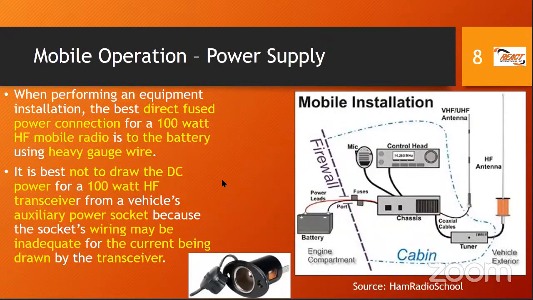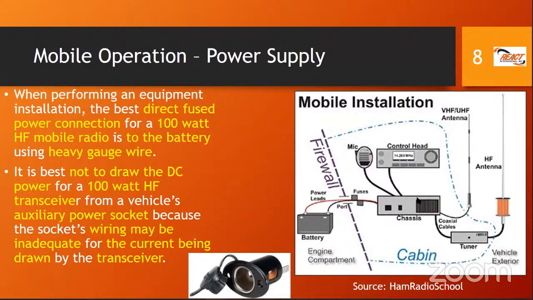So let's discuss now mobile operations and power supply. So mobile operation, for instance, you're operating out of your car. We need to be aware that when we have our radio, so this is our radio, and our radio may comprise of different components as well. Notice you have the chassis of the radio, you may have a different control head, you have a microphone, you may even have a tuner, and you have your antenna and so on in your car.